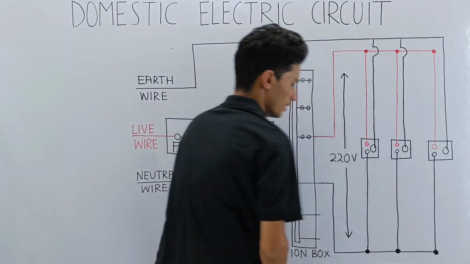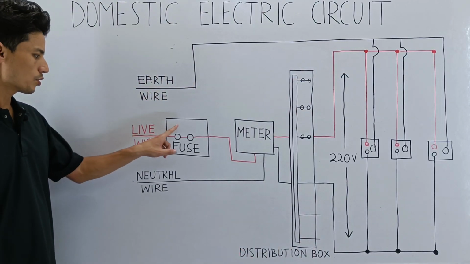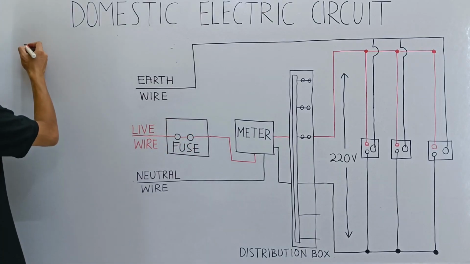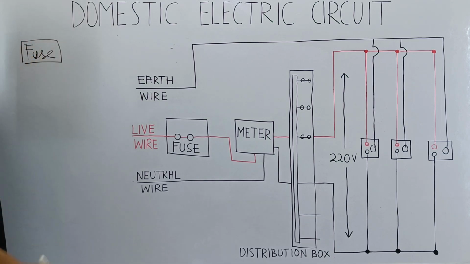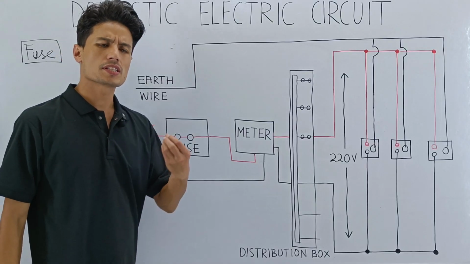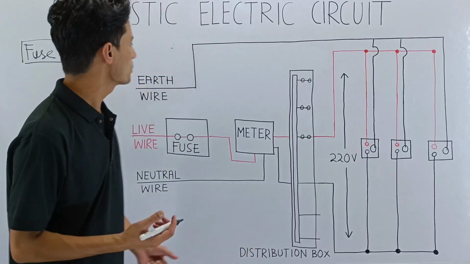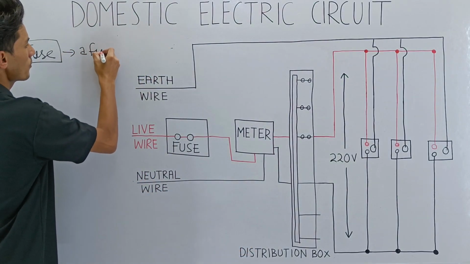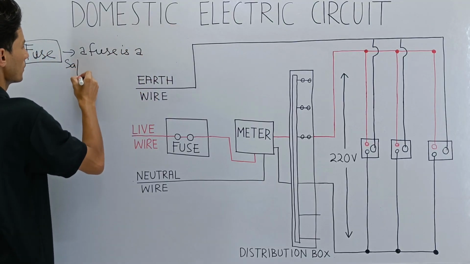So now this is the live wire. Then the first component, the first connection that we do with the live wire, is the fuse. So let us study the different components now, and we will start with the fuse. The live wire is connected to the fuse. Now what is this fuse, what is the purpose of a fuse, and why are we using a fuse? Very good question. So what is the fuse? The answer to this question is, a fuse is a safety device.